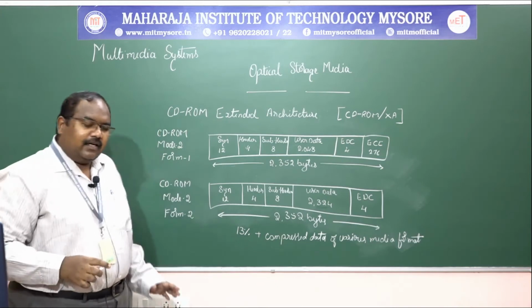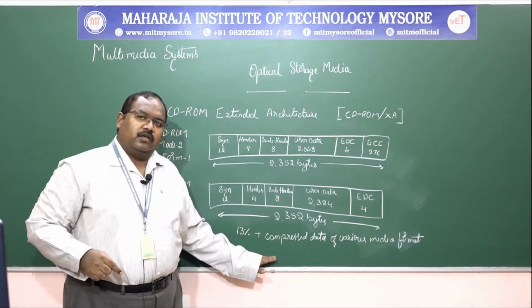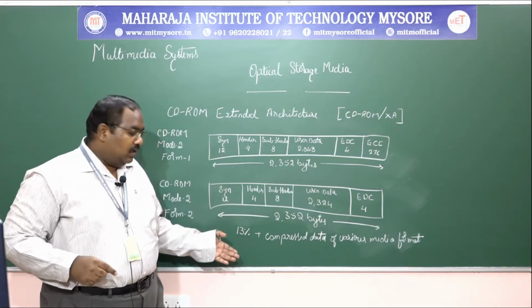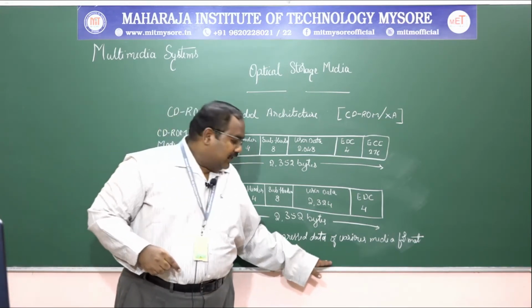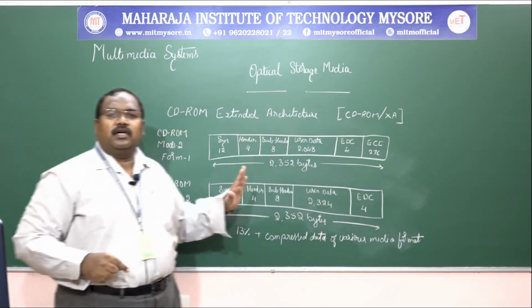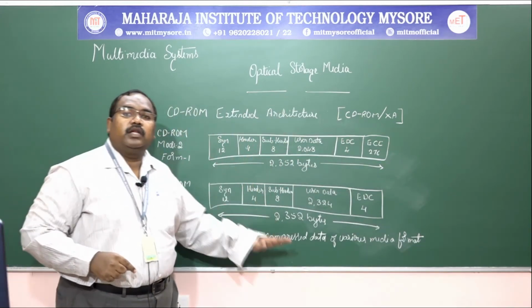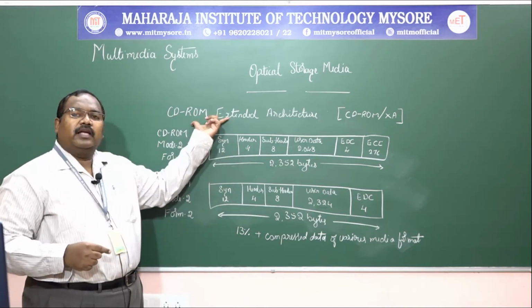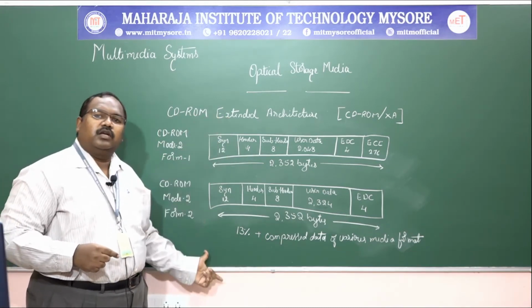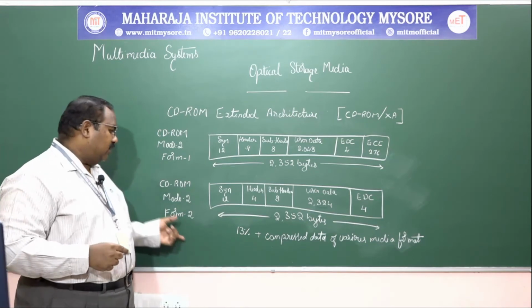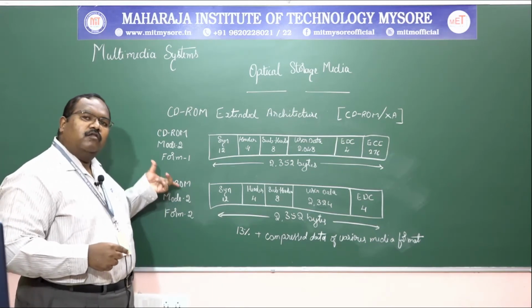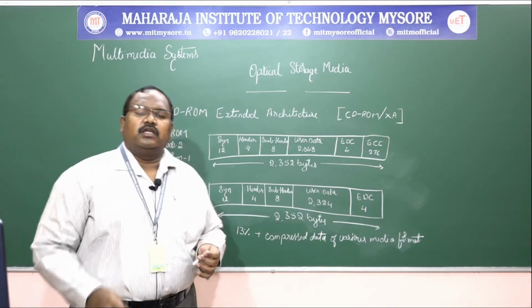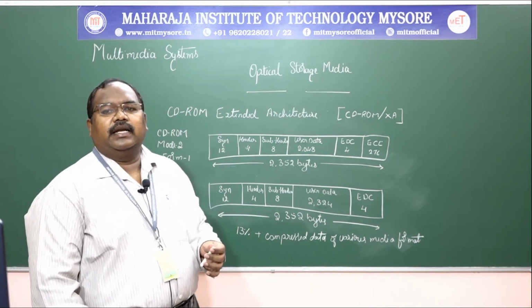Here you are able to store 13% more compared to form 1, and also compressed data of various media formats we are able to store in this format. So the idea or intention of having CD-ROM extended architecture was totally fulfilled with respect to CD-ROM mode 2 form 1 and form 2. This is the importance of CD-ROM extended architecture.